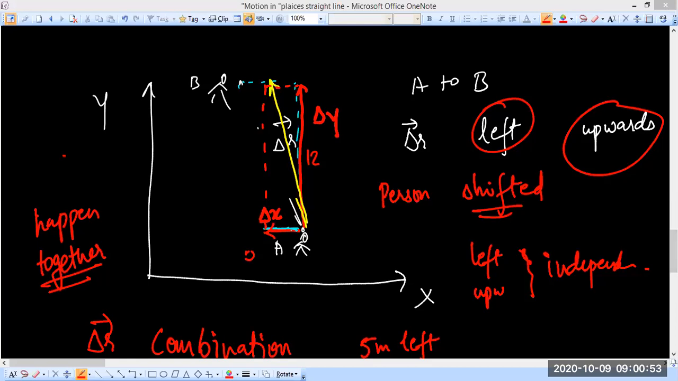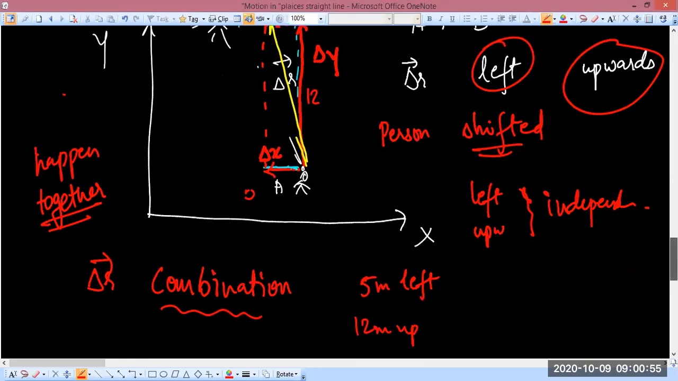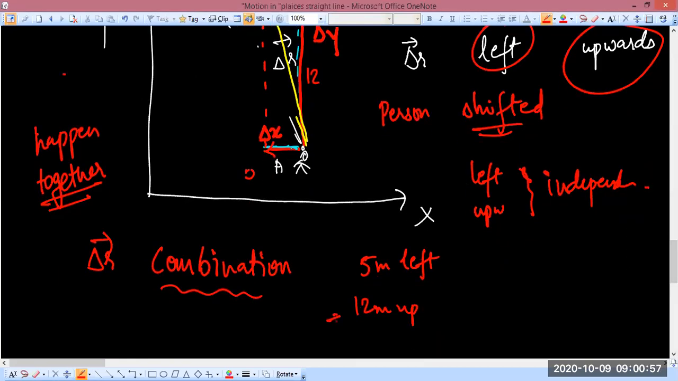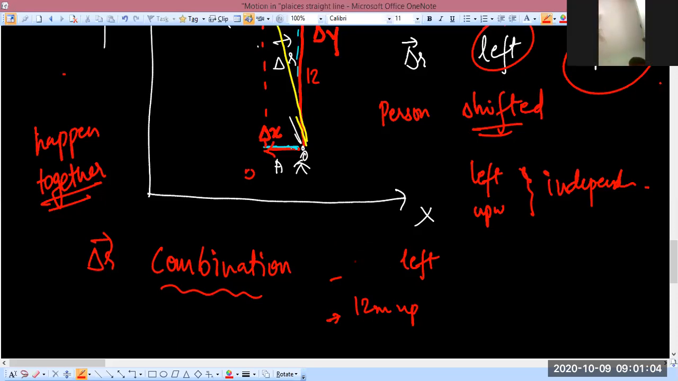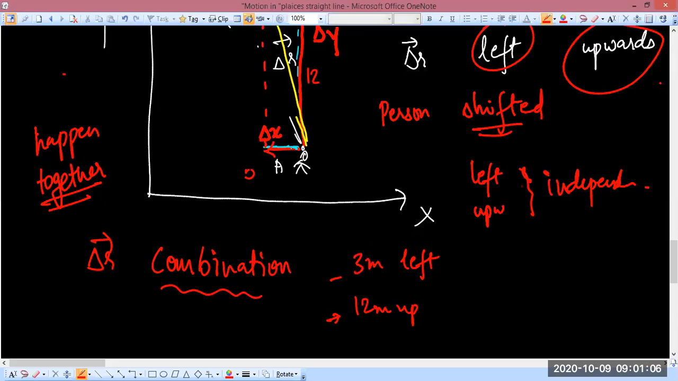Okay. So you see, it's not necessary that if this is 12, this should be 5. That's why they are independent. It is also possible that this is 3 meter and this is 12 meter, right? That is, there is no direct connection or link between them. Okay, there is no direct link between them.